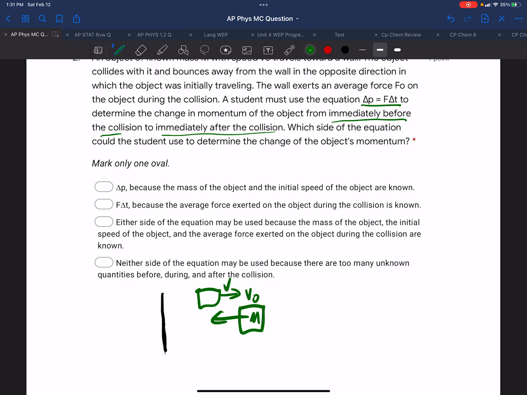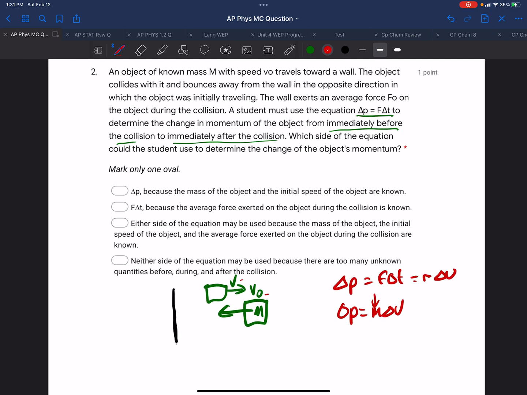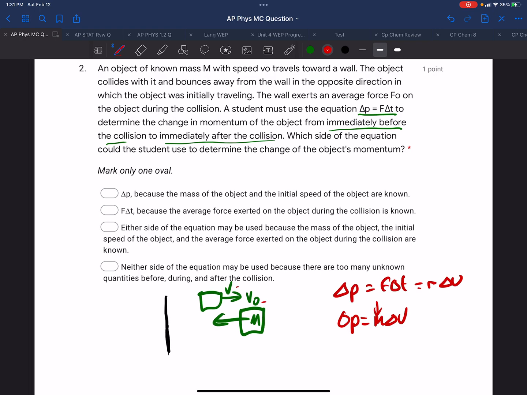So if we want delta p, which is F delta t, it is also equal to m delta v. So delta p is m delta v. If we want to use the delta p side, we know the mass, but we don't know the change in velocity. We're given some velocity v0, and it has some velocity afterward, but we don't know anything about the velocity afterward. This is unknown, so we don't know delta p.